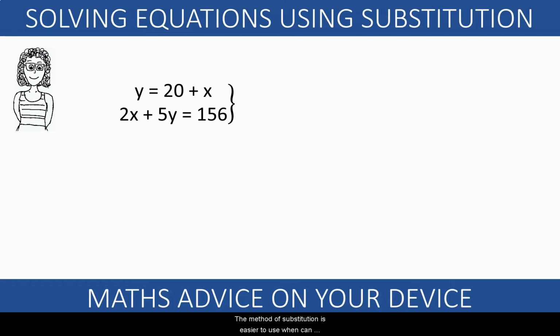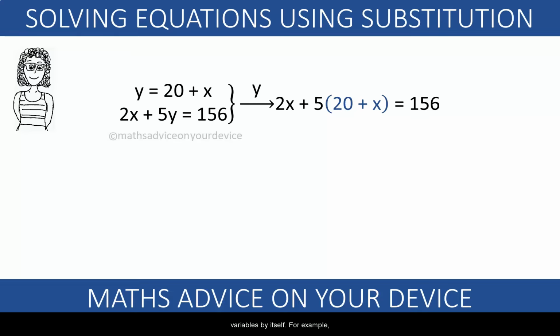The method of substitution is easier to use when we can quickly make one of the variables the subject of one of the equations, or even better, when one of the equations is written with one of the variables by itself. For example, y equals 20 plus x. We can substitute y into the second equation. This leads to an equation with x's only.